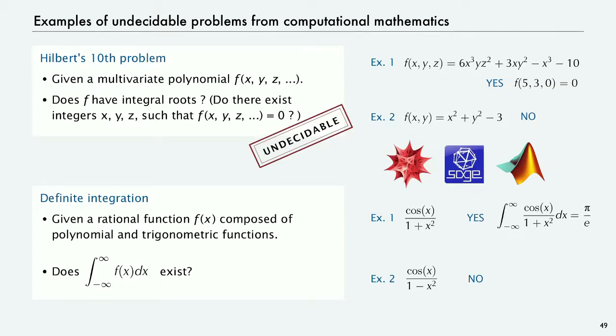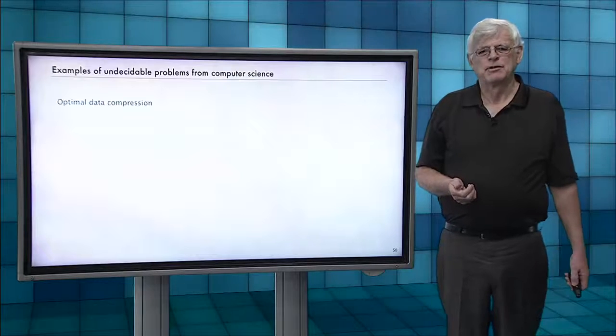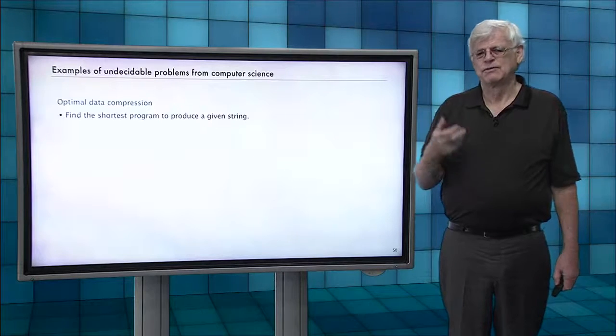So if a user types in a rational function like that, that arises in an application, if you can't provide the answer, you'd like to at least say that no such answer exists. Can't do it, it's undecidable. From computer science, there's all kinds of different ones.